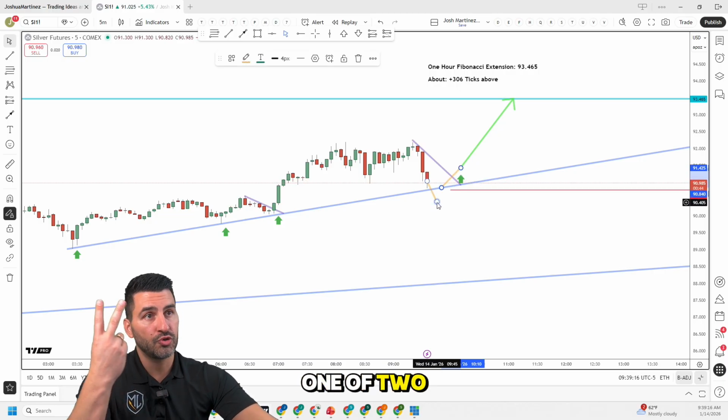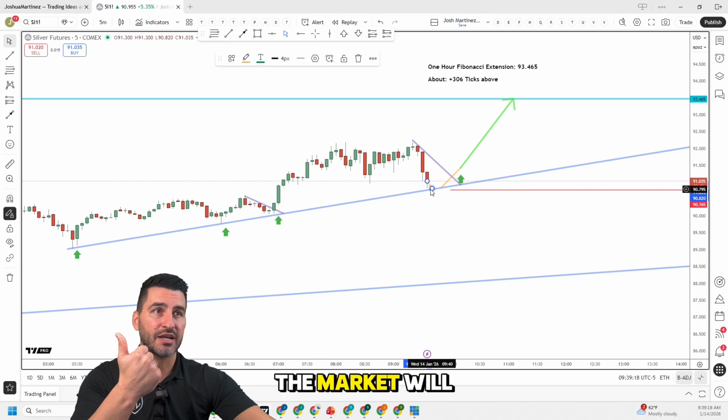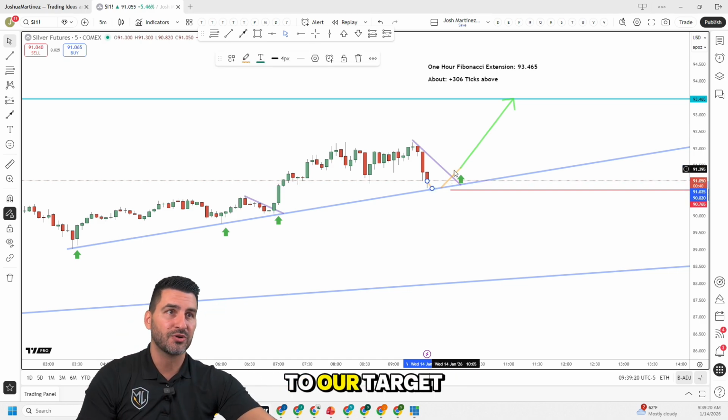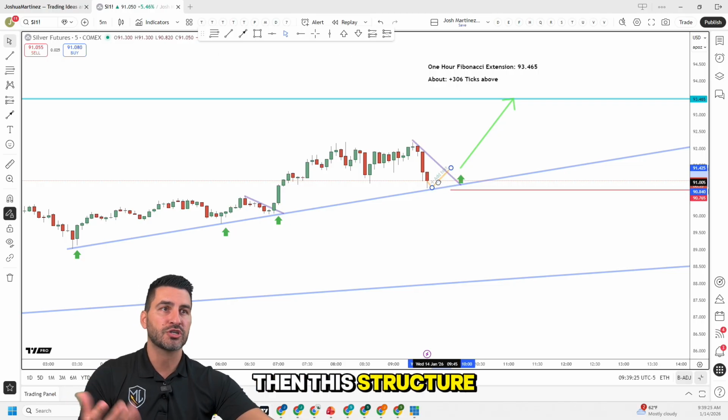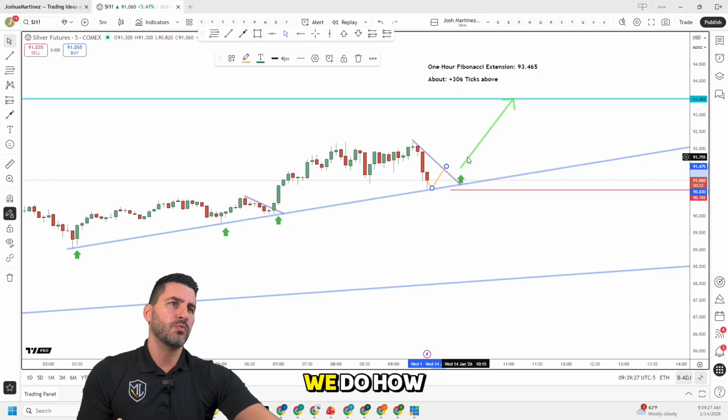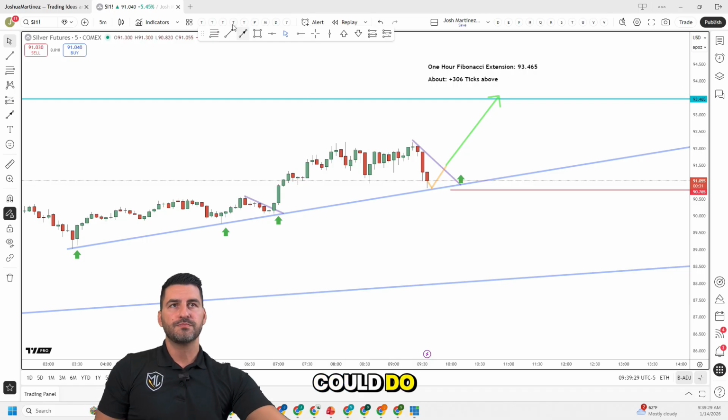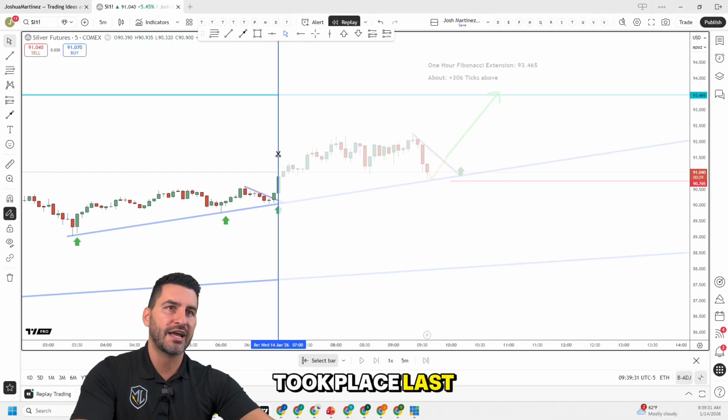Now, one of two things will happen here. Either A, the market will bounce and rally and go right to our target, or B, the market will sell off and then this structure will fail. So what do we do? How do we play this? Well, what we could do is do what took place last time, right?